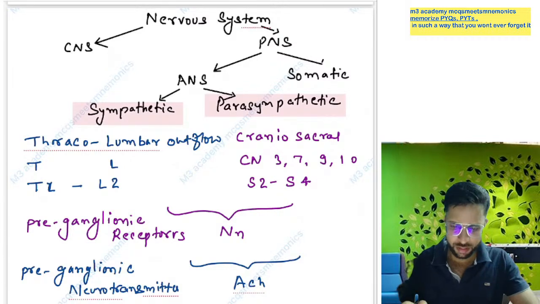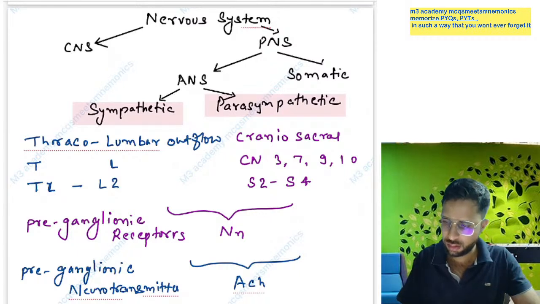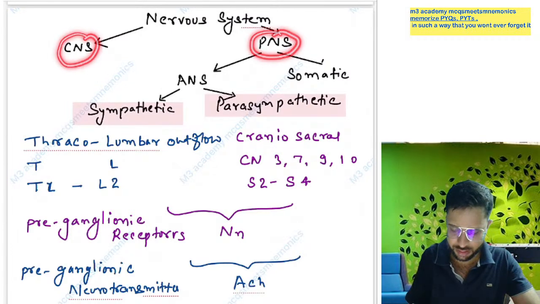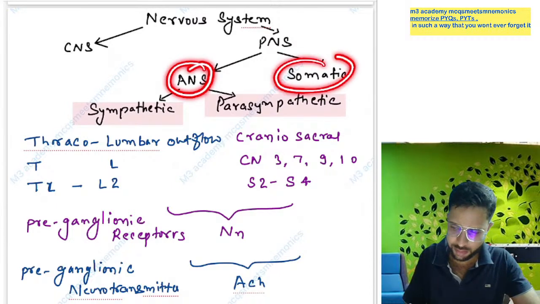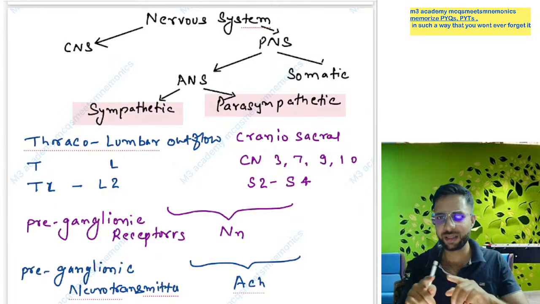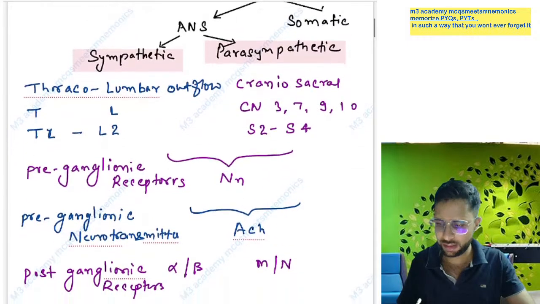Now, the nervous system is divided into two parts: central nervous system and peripheral nervous system. Peripheral nervous system is divided into autonomic nervous system and somatic nervous system. Autonomic nervous system is further divided into sympathetic and parasympathetic, and we already conducted a short session on sympathetic and parasympathetic. You can revise that session also.